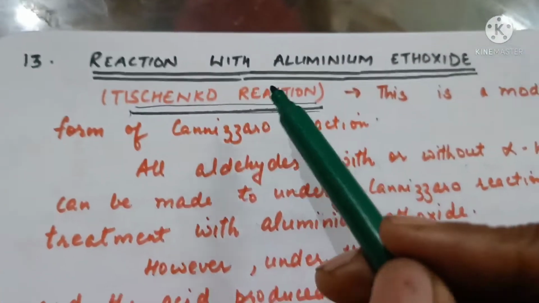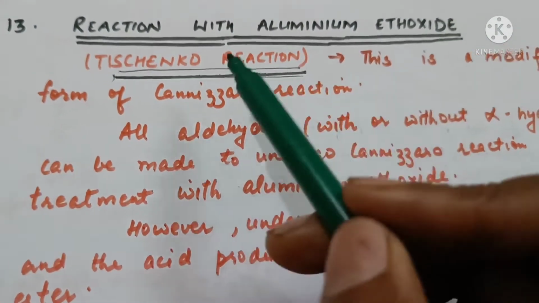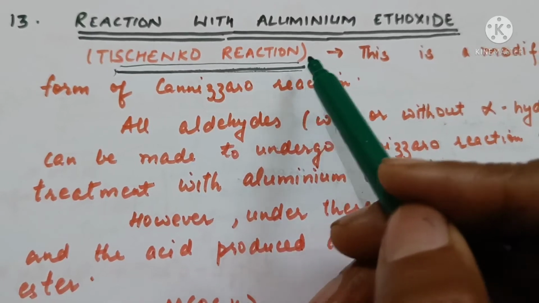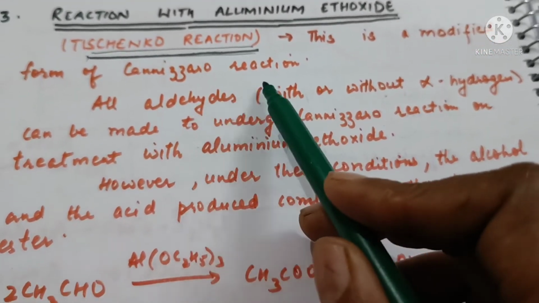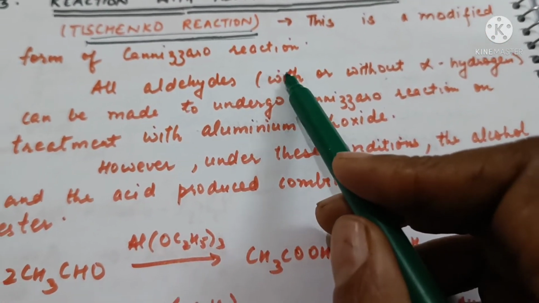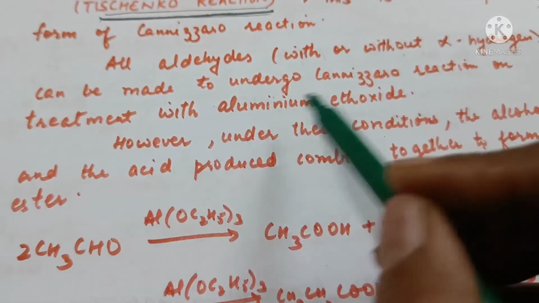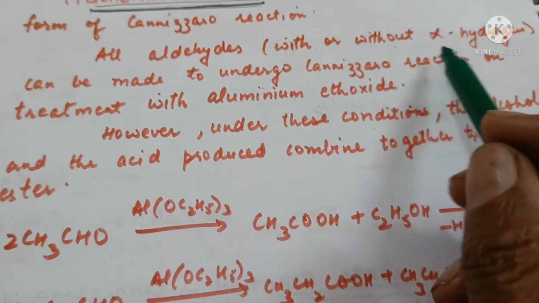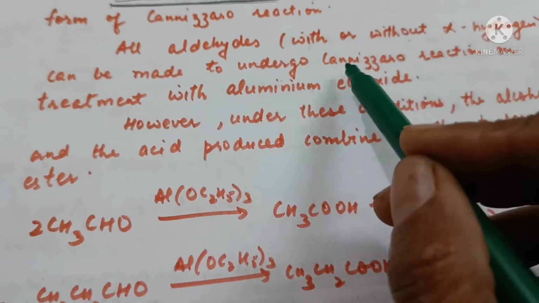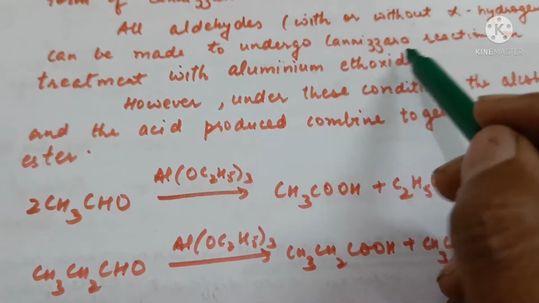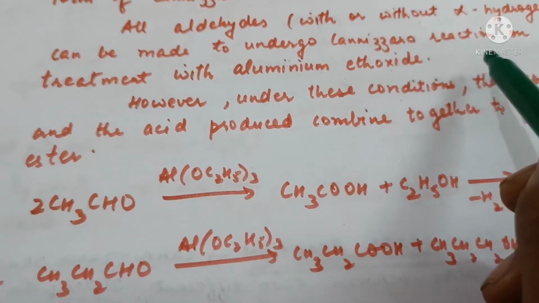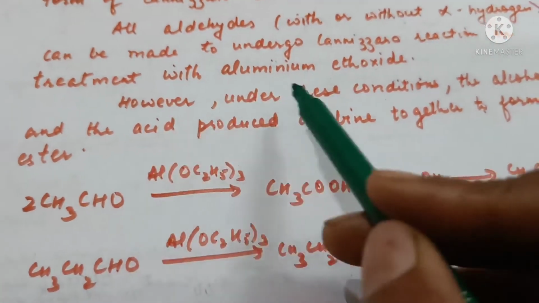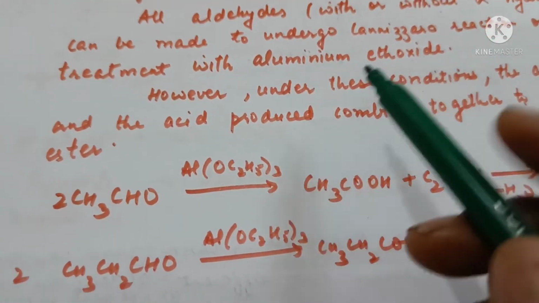Next reaction is reaction with aluminium ethoxide. It is called Tishchenko reaction. This is a modified form of the Cannizzaro reaction. All aldehydes, whether they have alpha hydrogen or they do not have alpha hydrogen, can be made to undergo the Cannizzaro reaction, that is self-oxidation as well as reduction, on treatment with aluminium ethoxide.